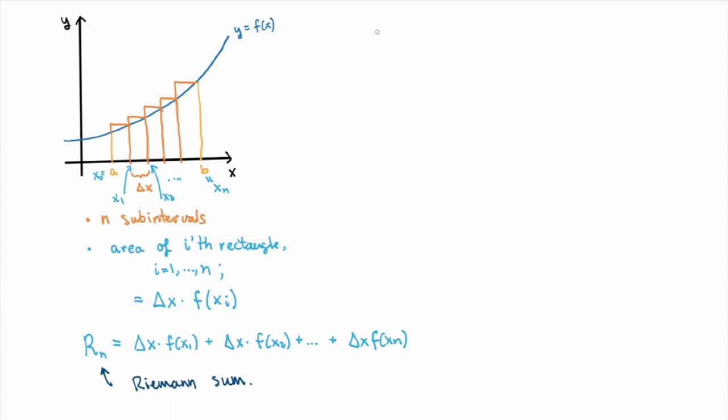So what is delta x? Delta x is the width of each rectangle, and I take it to be the same for each of the rectangles. So if I have n rectangles, that means that I'm dividing b minus a, which is the length of this interval, into n sub-intervals. So each will have width delta x given by b minus a over n. All right, so that's the first thing.